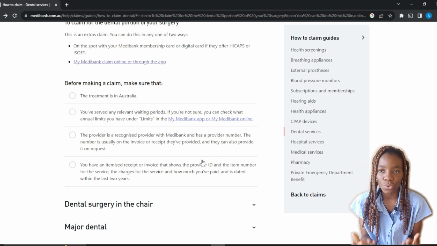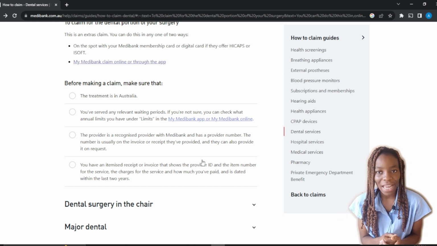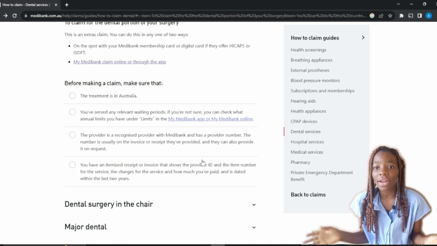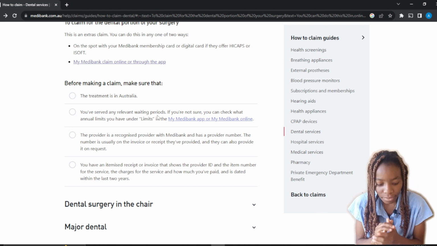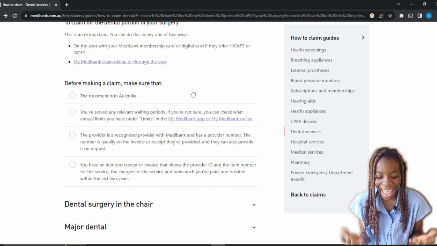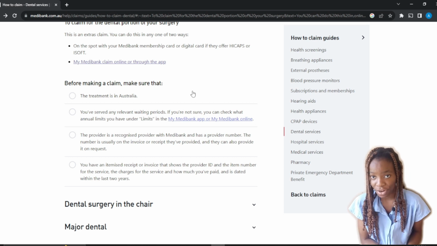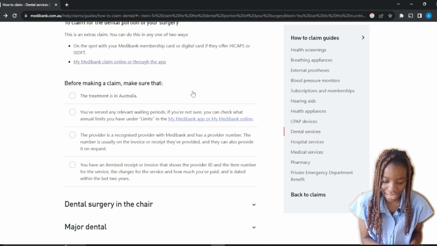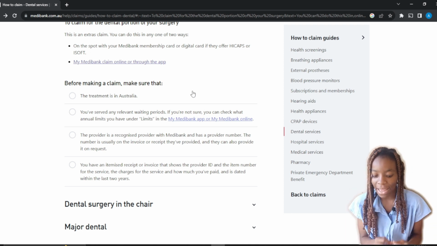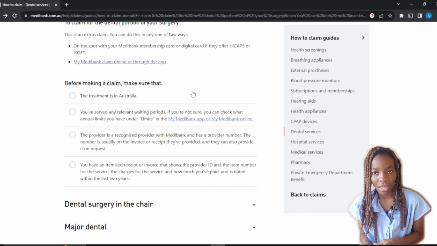Now, did you do your dental surgery in Australia? If it was not in Australia, I'm sorry, Medibank cannot help you. And then the next, you've served any relevant waiting period, which is necessary. And then if you're not sure, you can check what annual limits you have under limits in the My Medibank app or My Medibank online.